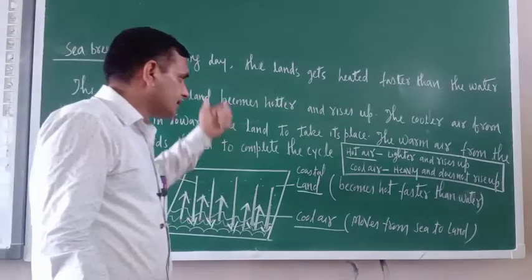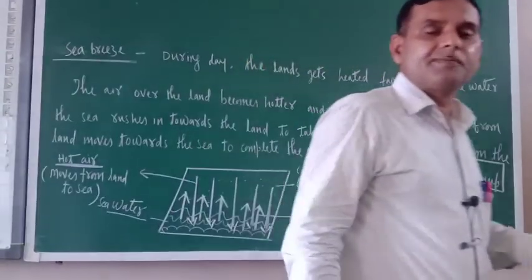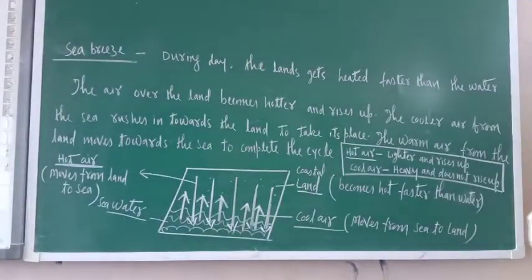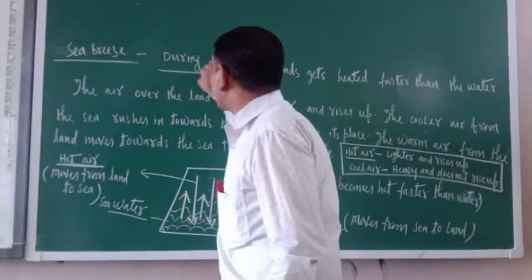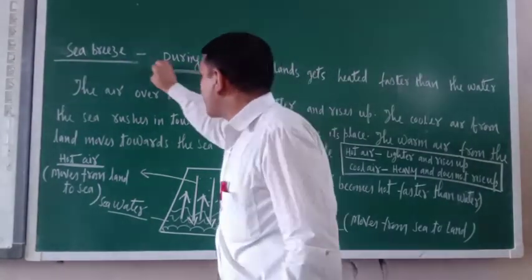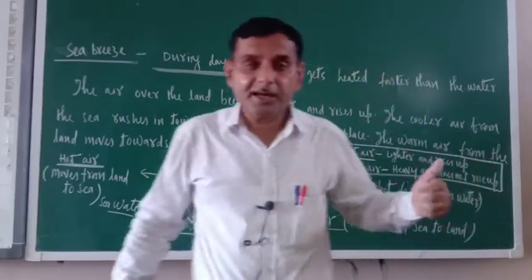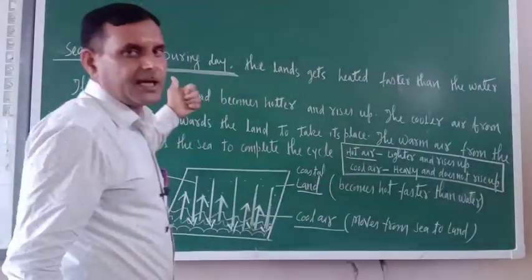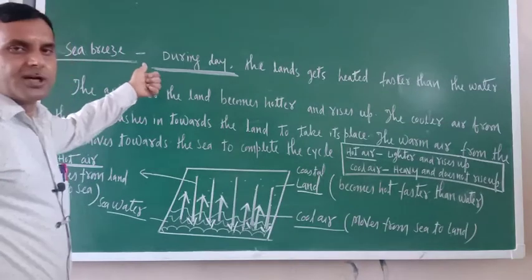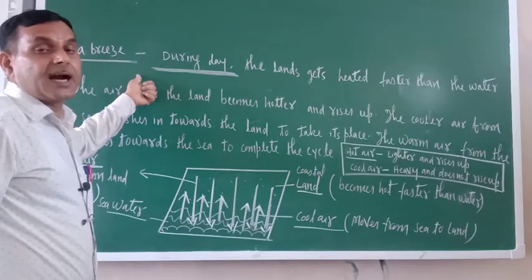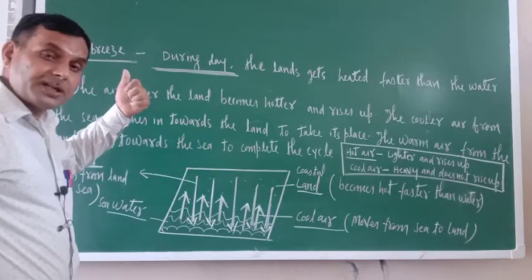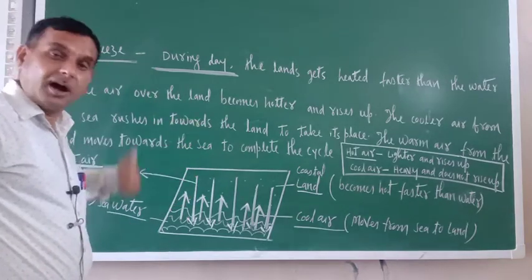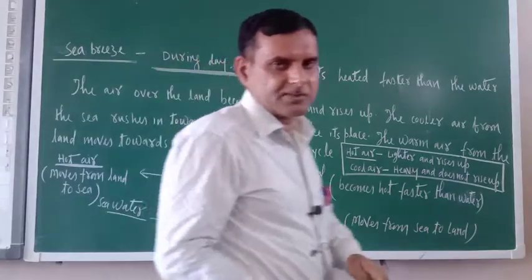So this is all about the sea breeze. Now, always remember, sea breeze takes place during daytime only. Why is it happening? Because during the daytime the sun is shining. So sea breeze takes place during the day, and at night the reverse will happen. How? I will explain that also.